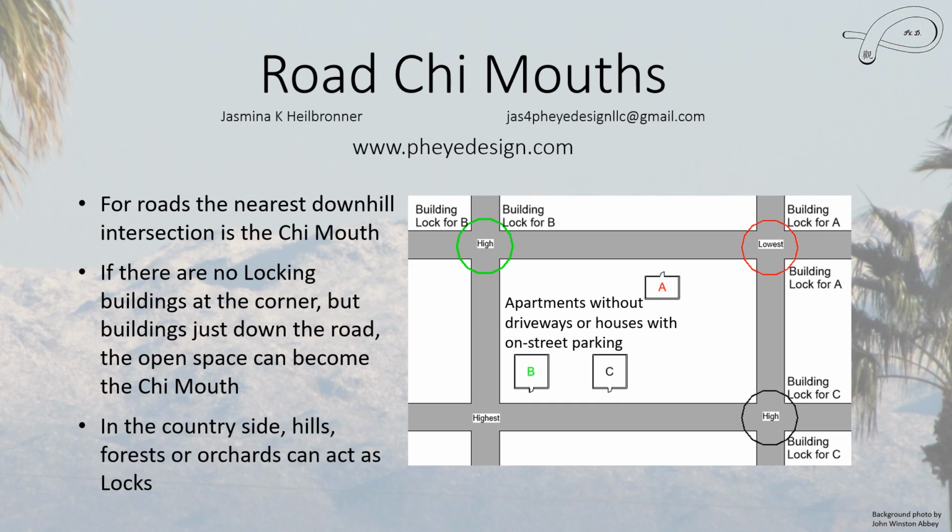If you're in the countryside, hills, forest, or orchards can act as locks. Open fields where, let's say, corn or wheat is grown, and that's not very high, in general cannot act as good locks because they're just not strong enough. It's not unusual for them to be a bit lower than the road because then they collect water, which is usually a good thing for most farmers. So it doesn't necessarily work.